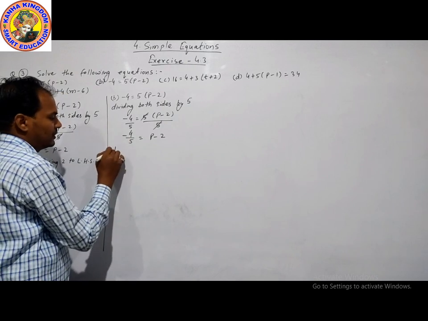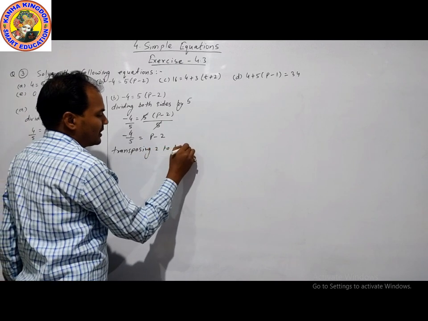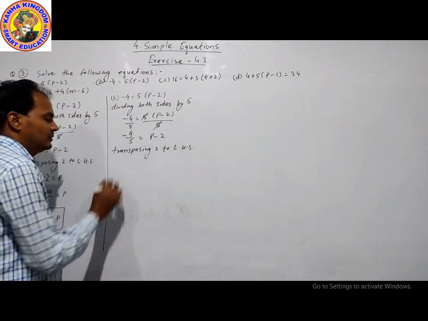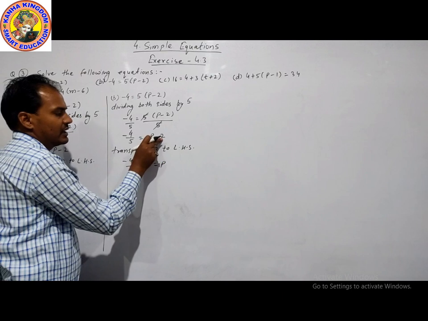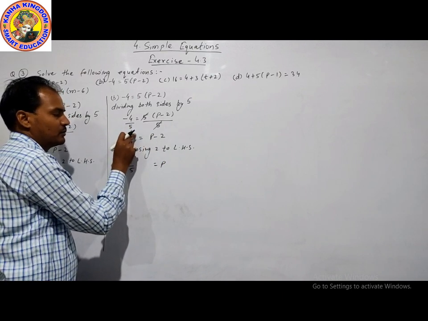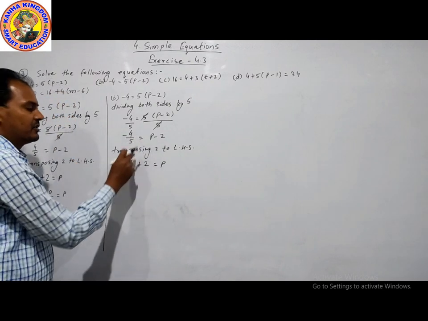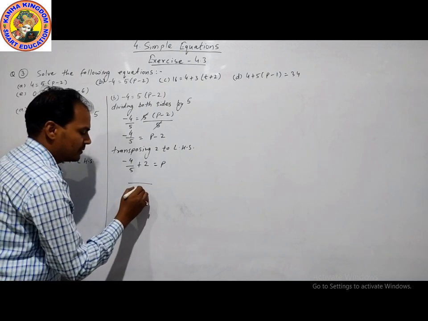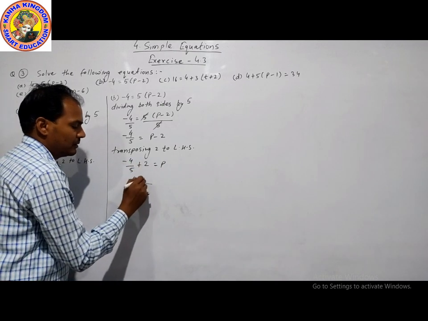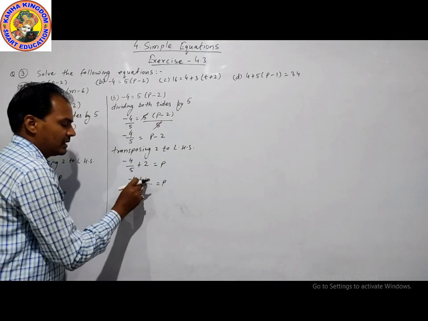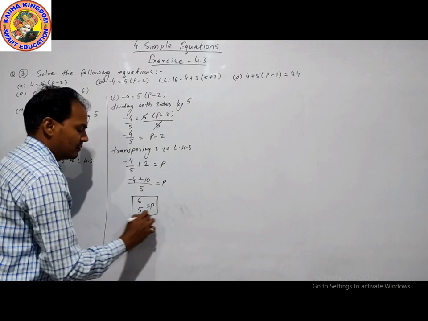Now transposing 2 to the left hand side. The equation is minus 4 by 5 and p. Here is 2 with negative, this goes to the left hand side, then this will be positive, the sign will be changed, negative changes into positive. Now taking LCM, which is 5, here is minus 4, 5 into 2, 10 is equal to p. 10 minus 4, 6 upon 5 is equal to p. This is our solution.